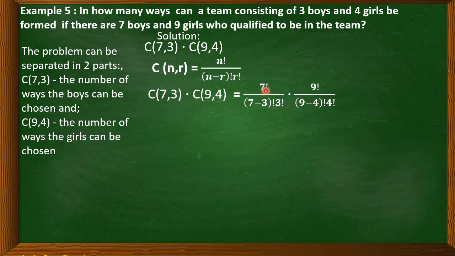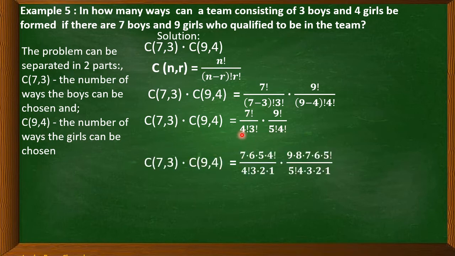So this is 7 factorial over the quantity of 7 minus 3 factorial times 3 factorial, times, for the girls, 9 factorial over the quantity of 9 minus 4 factorial times 4 factorial. Simplify further. So we have 7 factorial, then 7 minus 3 is 4 factorial, times 3 factorial, times 9 factorial over 9 minus 4 factorial, which is 5 factorial, times 4 factorial. So 7 factorial will expand up to 4 factorial: 7 times 6 times 5 times 4 factorial.